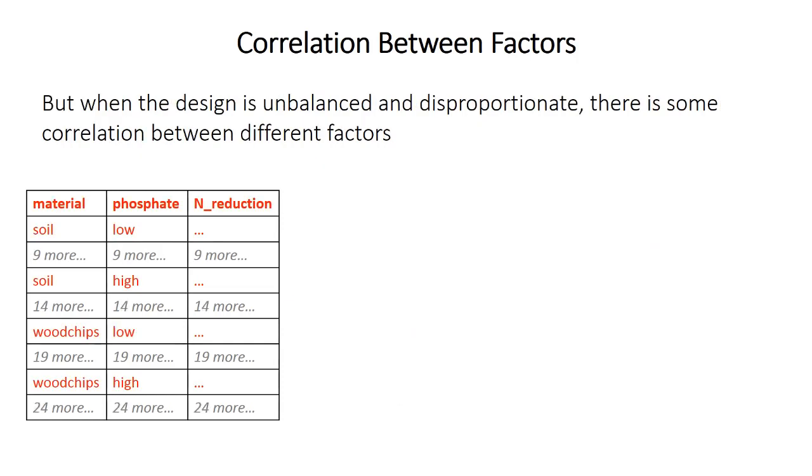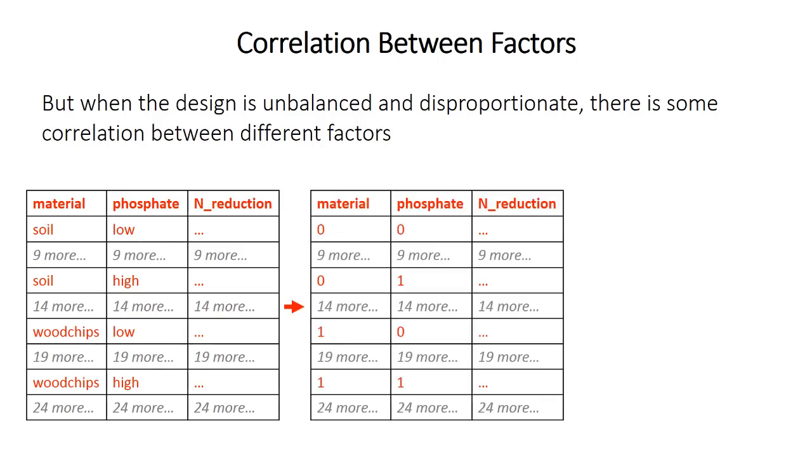But when the design is unbalanced and disproportionate, there ends up being some correlation between the different factors. So we'll convert them to 0 and 1 again.